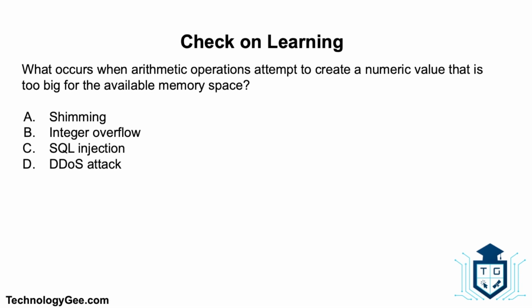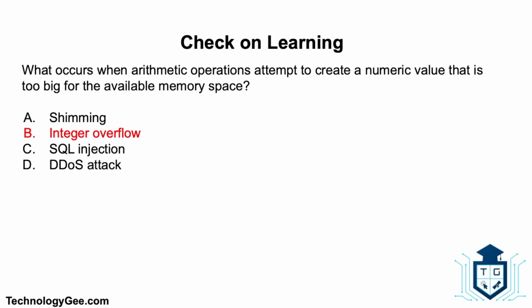All right, so that was my quick little class on application attacks. So let's go ahead and do some of this wonderful check on learning. The first question is, what occurs when arithmetic operations attempt to create a numeric value that is too big for the available memory space? Is this called shimming, an integer overflow, a SQL injection, or a DDoS attack? And the correct answer is, this would be an integer overflow.